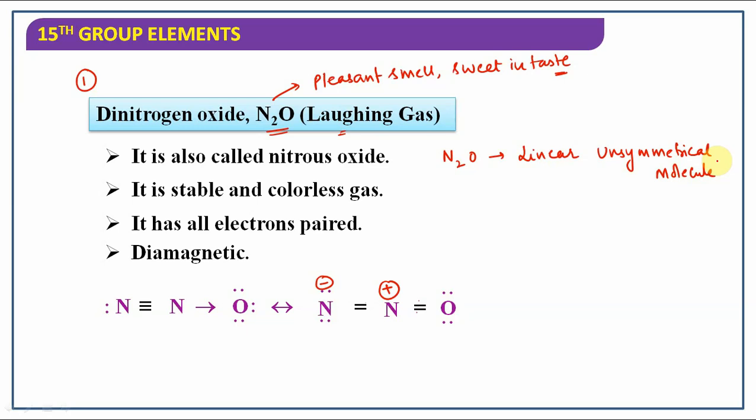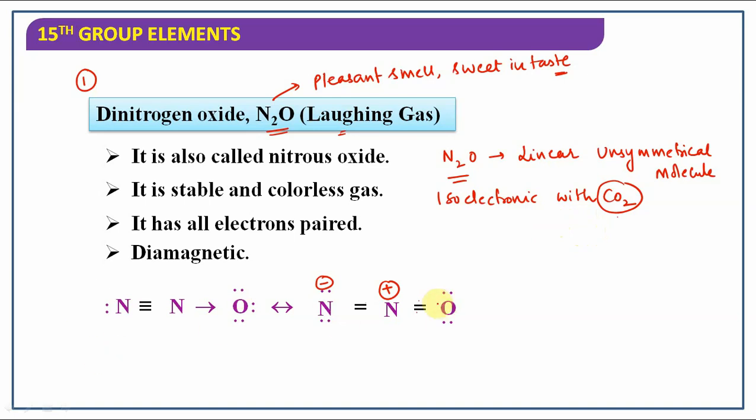N2O is linear unsymmetrical molecule, and it is isoelectronic with CO2. Hope you know what is meant by isoelectronic. Isoelectronic means the species which are having same number of electrons. N2O and CO2 both are having same number of electrons. That's the reason those are isoelectronic species. So this is the structure of the N2O. Is it clear for you, everyone?